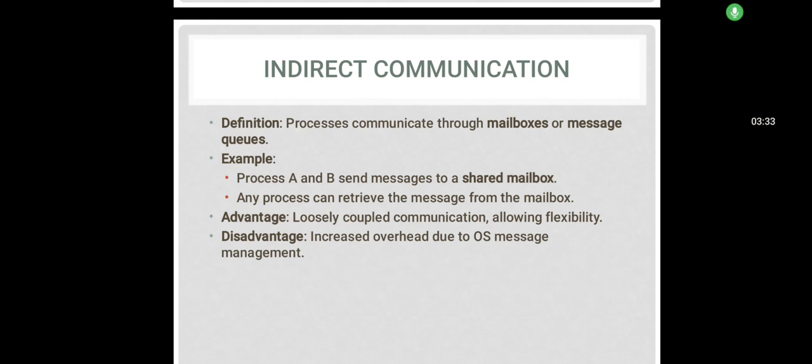And next, indirect communication. Processes communicate through a mailbox or message queue instead of directly. For example, processes A and B send messages to a shared mailbox, and any process can retrieve the message from the mailbox. Advantages: loosely coupled, allowing more flexibility. Disadvantages: increased overhead due to OS message management. These are the disadvantages of indirect communication.